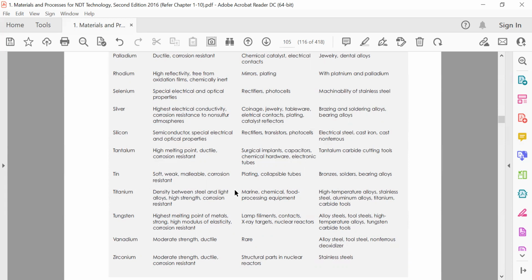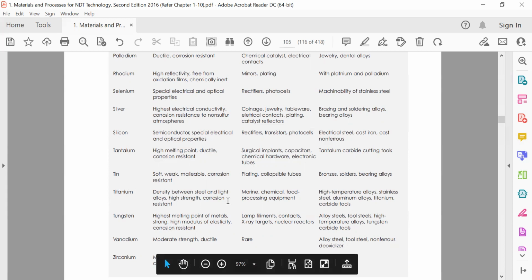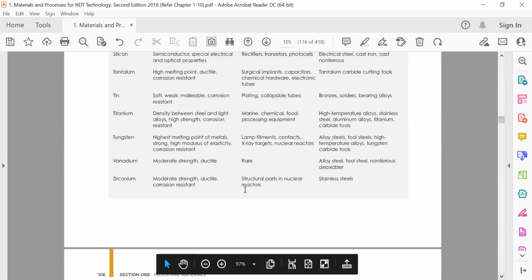Titanium, density between steel and light alloys, high strength, corrosion resistance. Tungsten, highest melting point of metals, strong, high modulus of elasticity. Vanadium, moderate strength, ductile. Zirconium, moderate strength, ductile, corrosion resistance. Used for stainless steel.